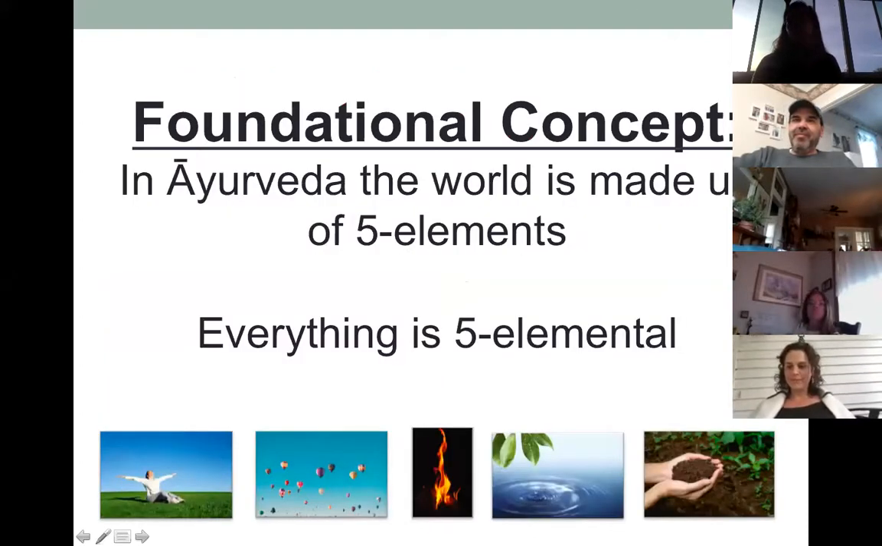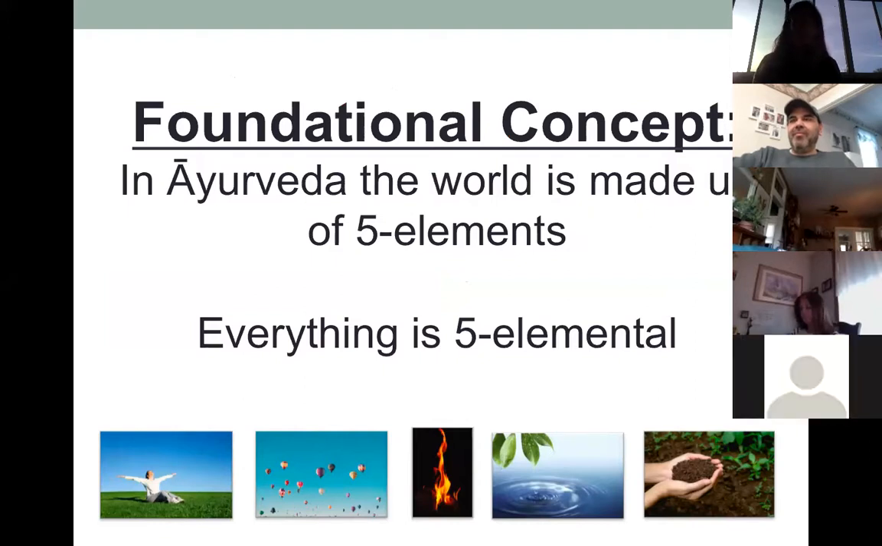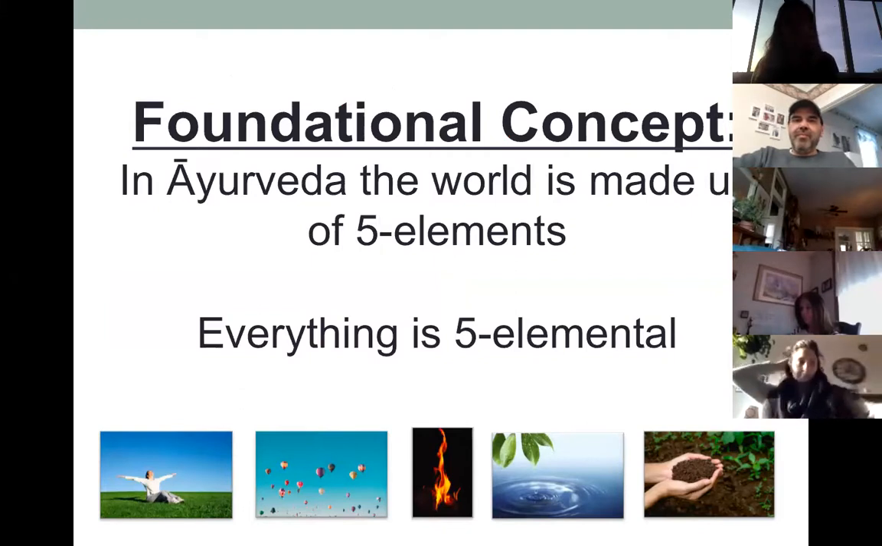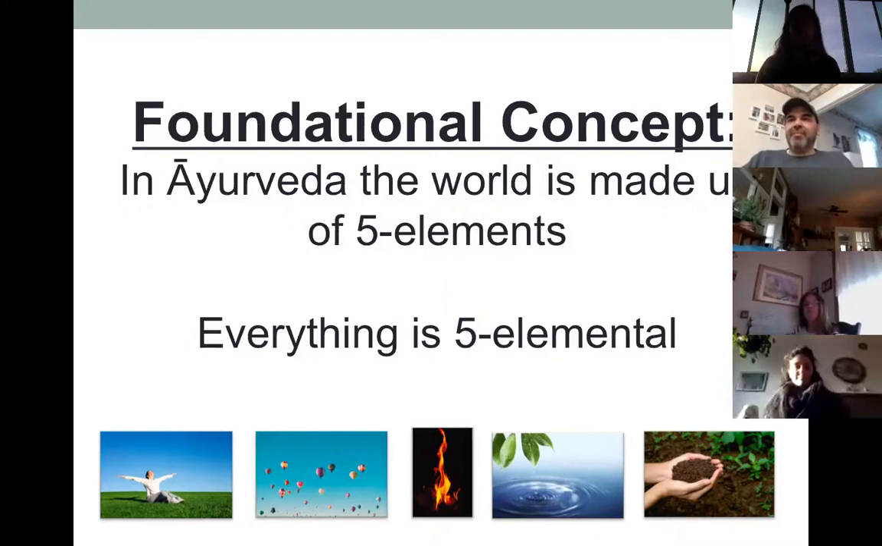So the foundational concept we'll be building off again is very similar every week, right? The biggest concept in Ayurveda, everything's made up of the 5 elements. So you've heard this over and over, and the hope is through repetition, even when you go out and talk to others about Ayurveda, which I hope you're doing, you're like, look, it's made up of the 5 elements, because you've heard it so many times. But we're going to go a little step deeper.